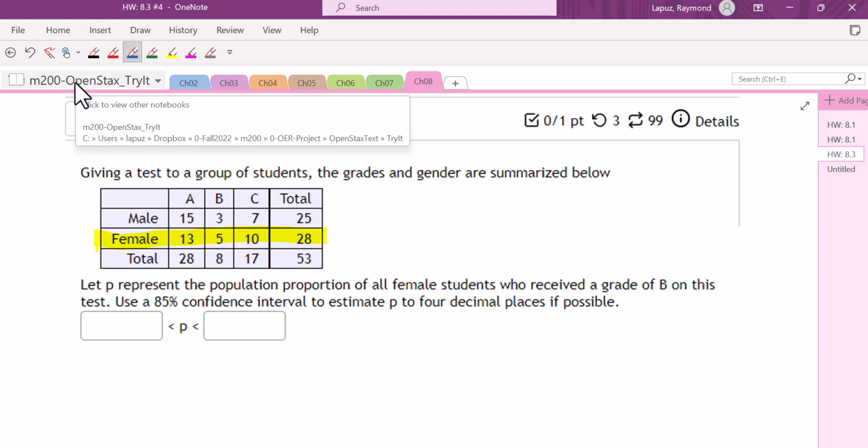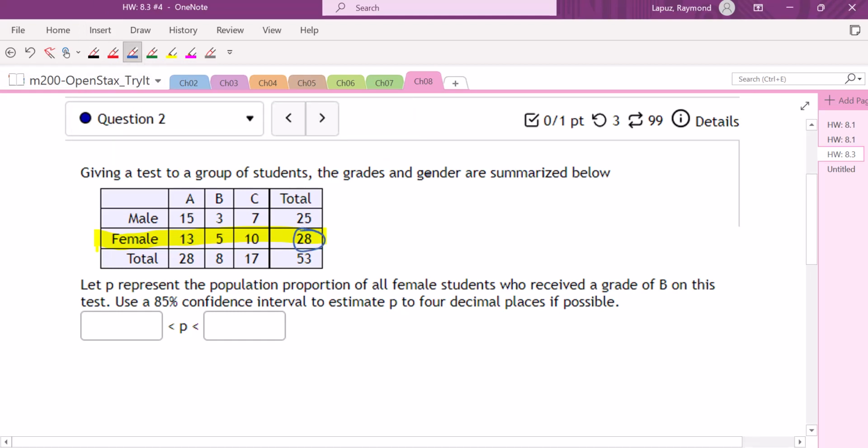In doing so, we will identify that there are N = 28 total female students in this class. This is just a summary of a smaller group in this class. And then the number of successes, in this case those who received a grade of B or better, gives an X value equal to 5 in this scenario. They want an 85% confidence level, so our alpha is going to be 15%.